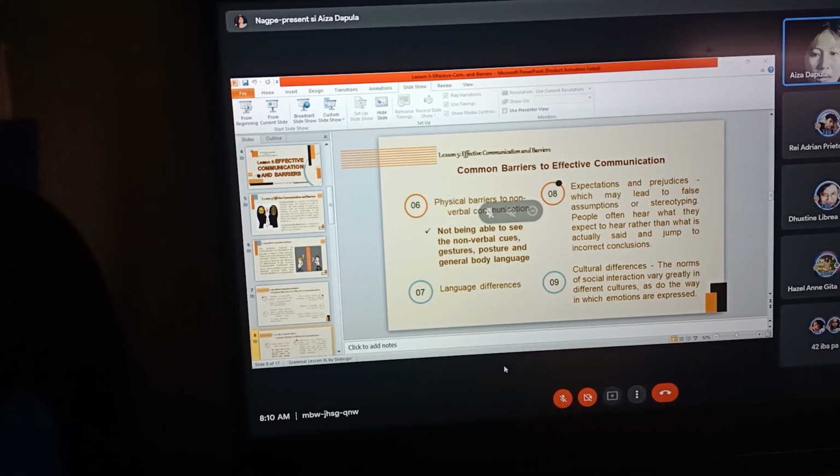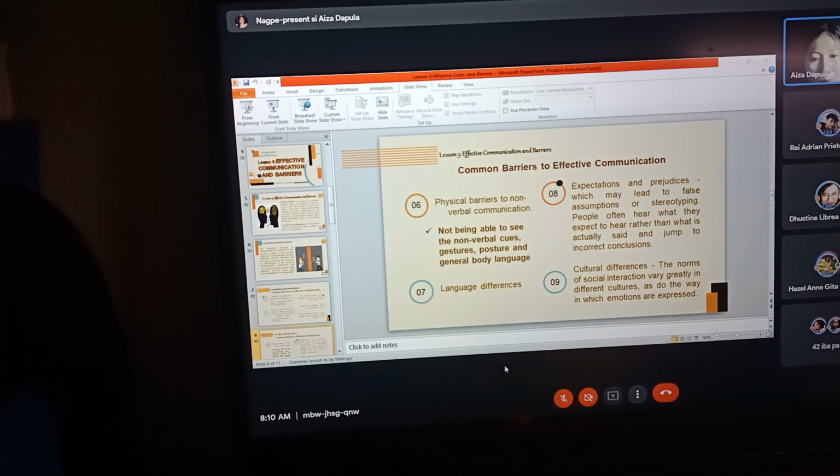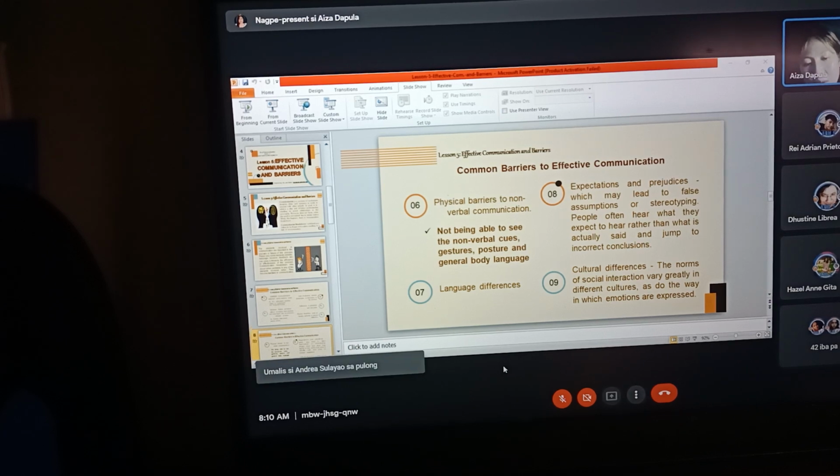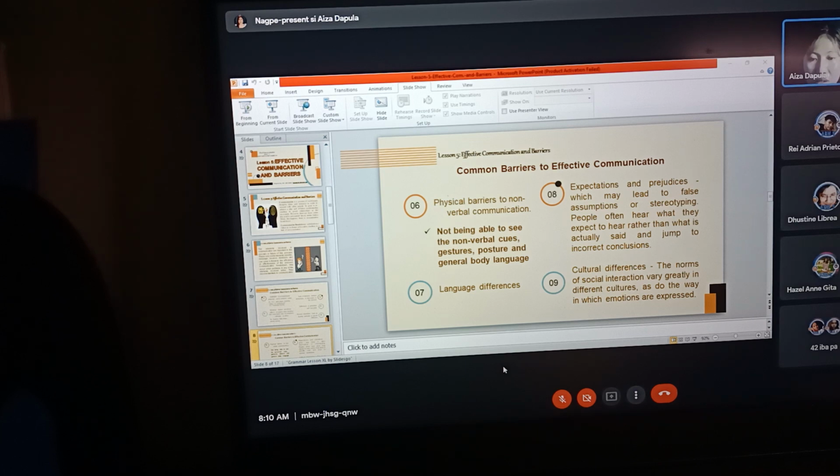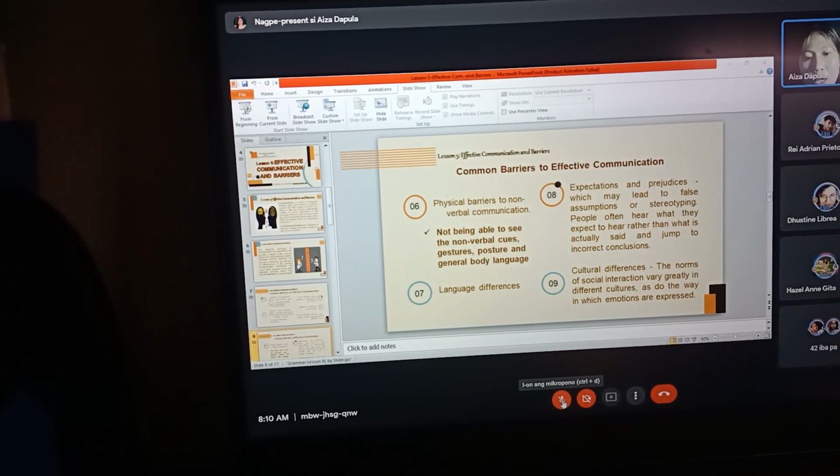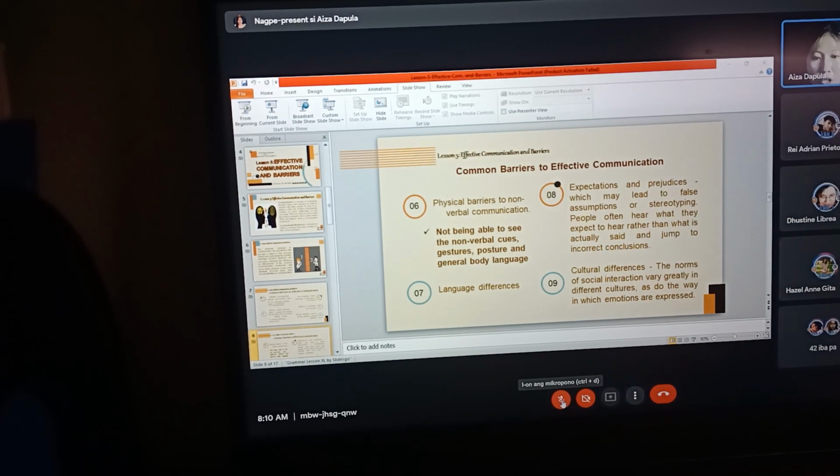Okay. Number 8, expectation and prejudice, which may lead to false assumptions or stereotyping. People often hear what they expect to hear rather than what is actually said and jump to incorrect conclusions. Yes. Because of those expectations and prejudice. Anyone knows what prejudice is? Prejudge. Yes, thank you, Hazel. Prejudge and prejudice. You're judging one person by her color or by her style of living, by the way he dresses. And that leads to miscommunication.